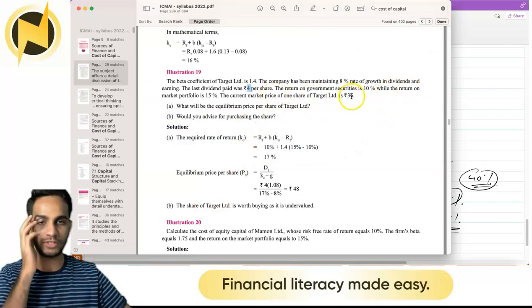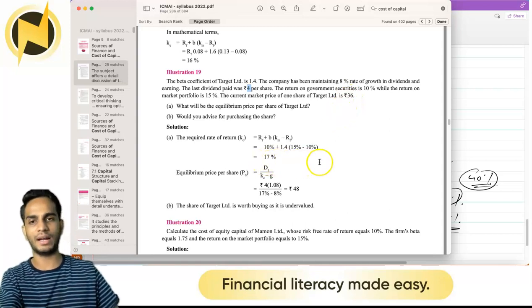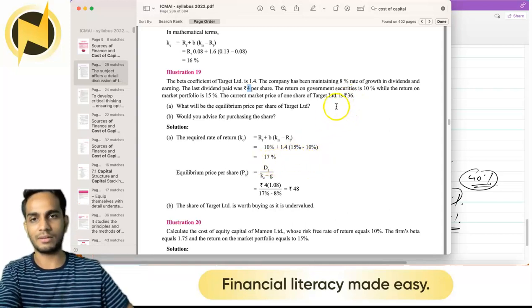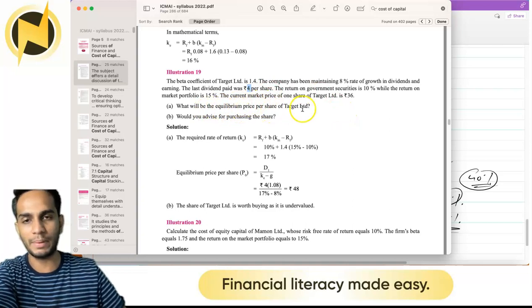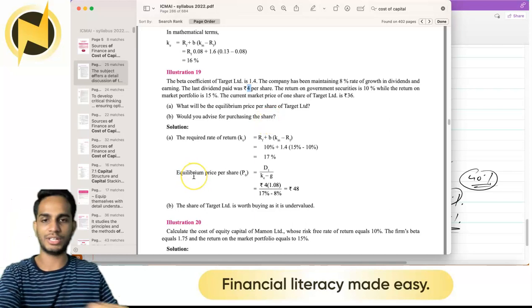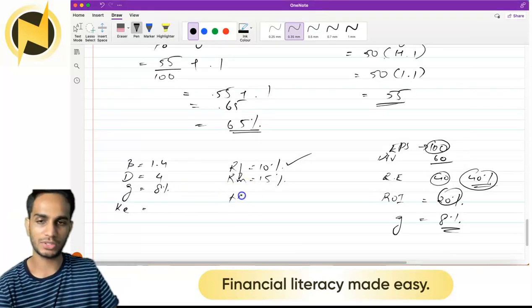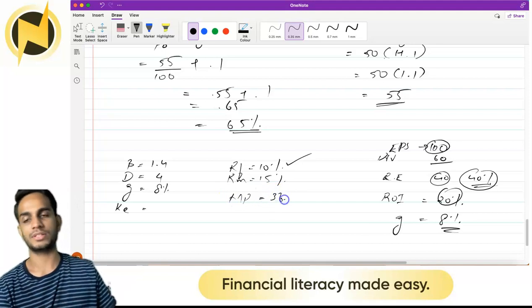The current market price of the share is 36. I am not sure why they gave that data. Okay, let's check. What have they asked? What will be the equilibrium price of that share? Would you advise purchasing that share? So what should you do? Okay, let's see. So current market price is 36.